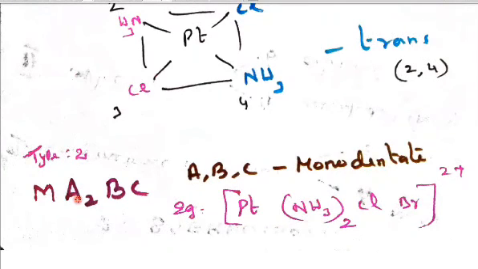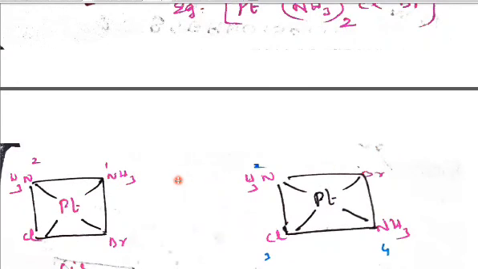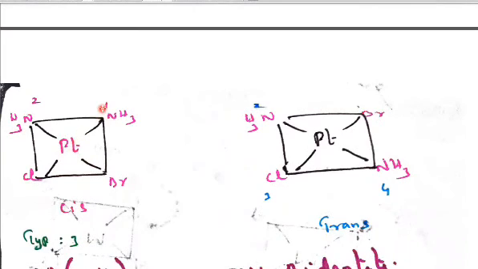Next, type 2, that is M A2 B C. A, B, C are nothing but monodentates. Platinum again we will take, and for A2 we have taken NH3, the amine group, diamine, and for B a bromido, and C we can consider as a chlorido. So chlorido, bromido and the amine group are all monodentates. This is a neutral ligand. These two are negative ligands. So now let us see this. Pt I have taken, and first position NH3, second position NH3, third is Cl, and the fourth one is Br.